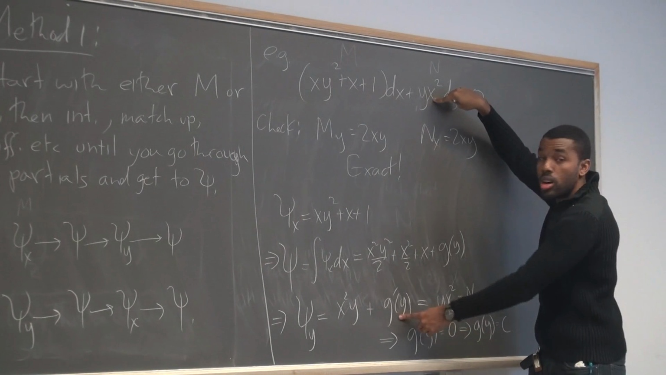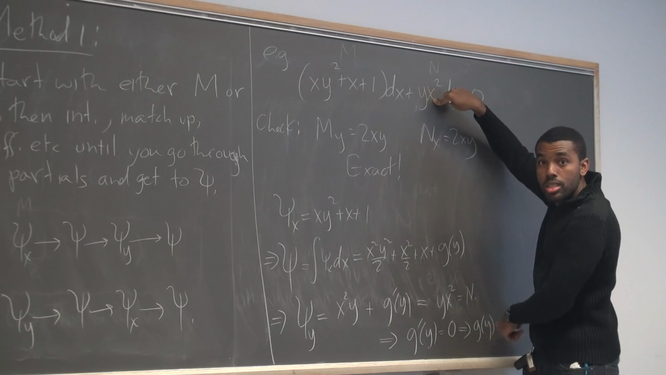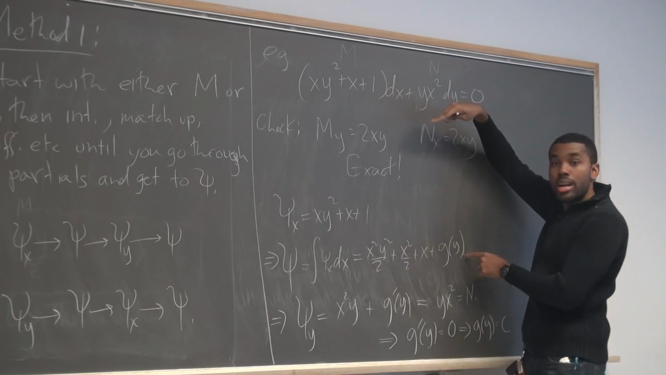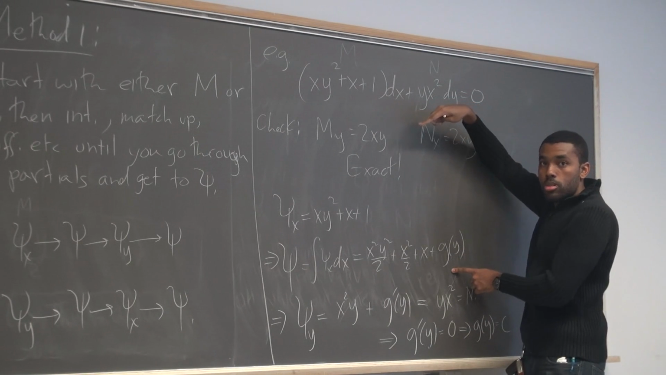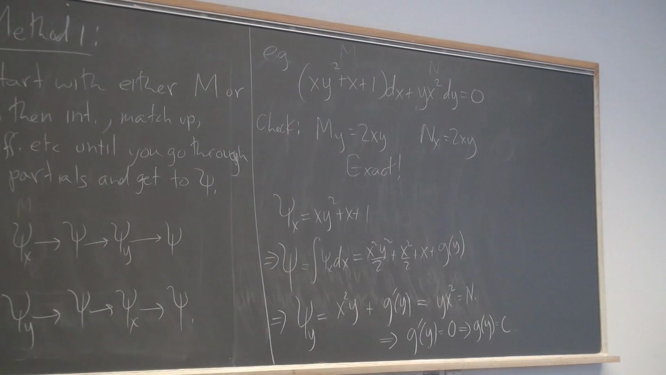When I do that, I can solve for g prime. Once I have g prime, I can solve for g. So once I've found g, I go back here and I plug it in. But in this case, the g was just a constant. So the solution is just x squared y squared over 2 plus x squared over 2 plus x equals a constant. I can bring this constant to the other side.